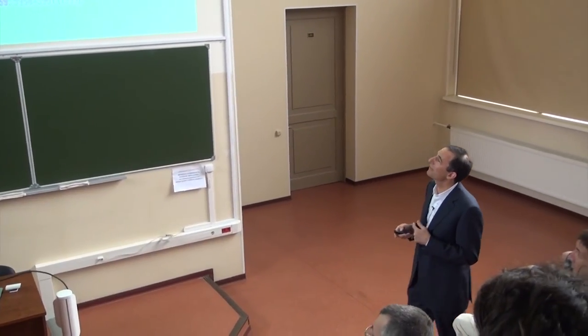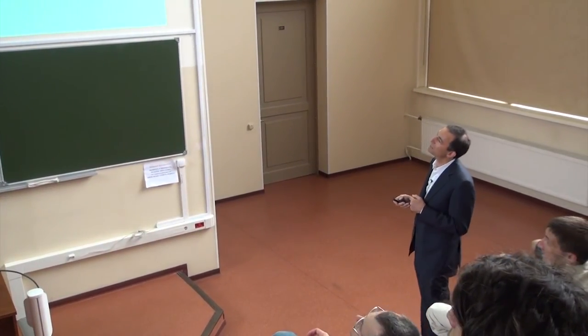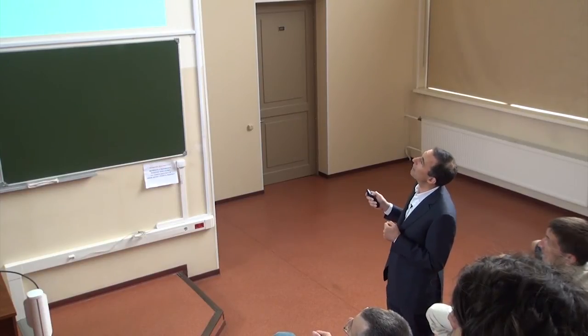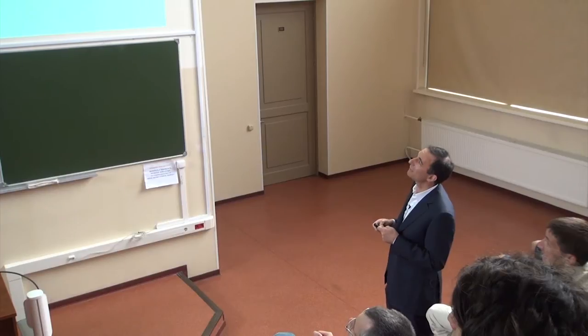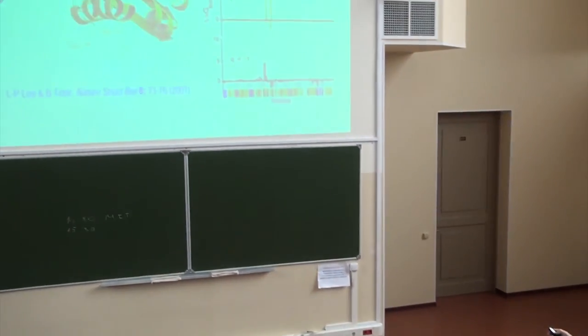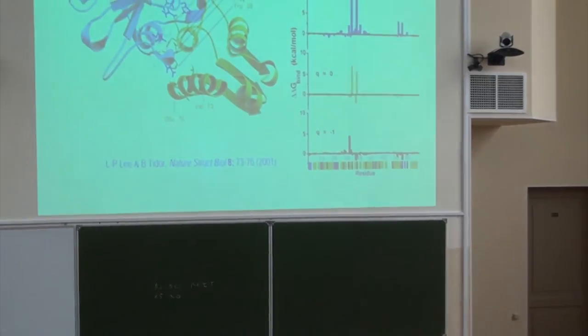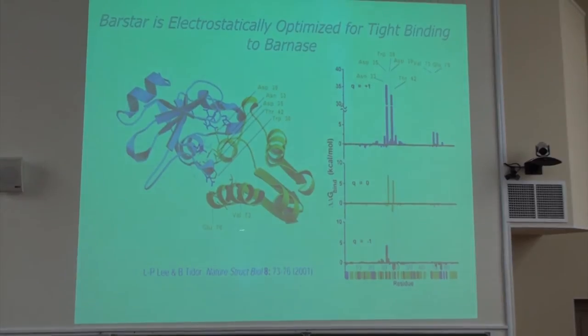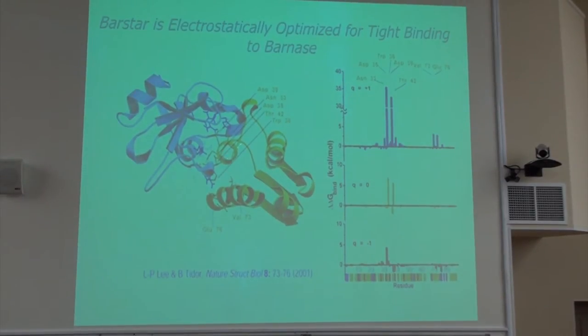And so we went and looked at natural biological systems, and we saw that if we started with a very tight binding complex, the complex between the enzyme barnase and its inhibitor barstar, it's one of the tightest binding complexes known in nature, the theory we developed could explain the entire charge distribution at the binding interface.